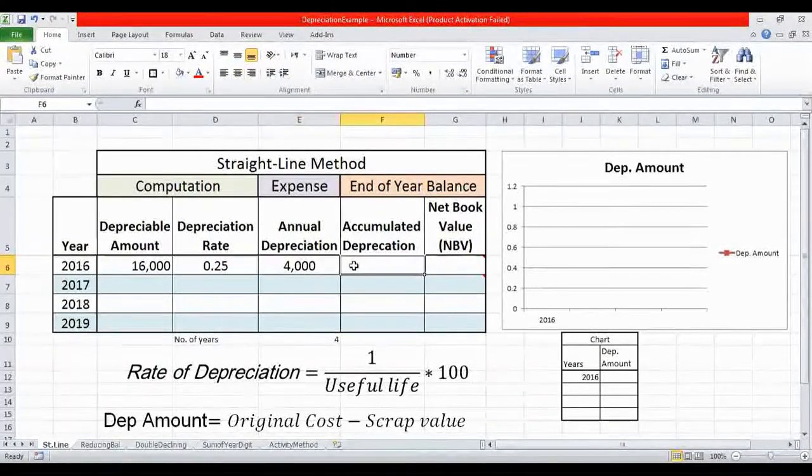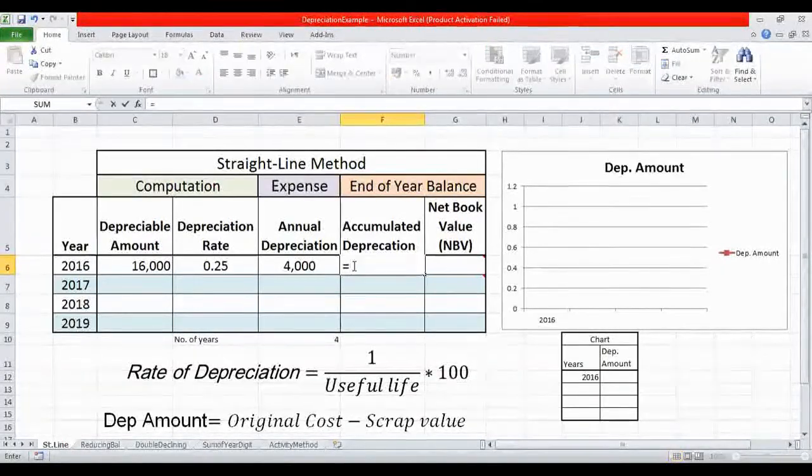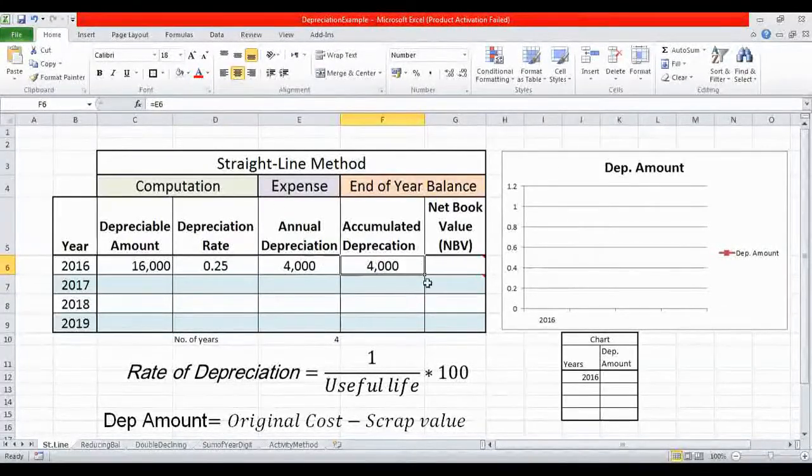Next, we will calculate accumulated depreciation. Accumulated depreciation is the sum of all the previous years' depreciation. So this is our year number 1, which means there is no amount from previous years. So the same amount comes over here also: 4,000.